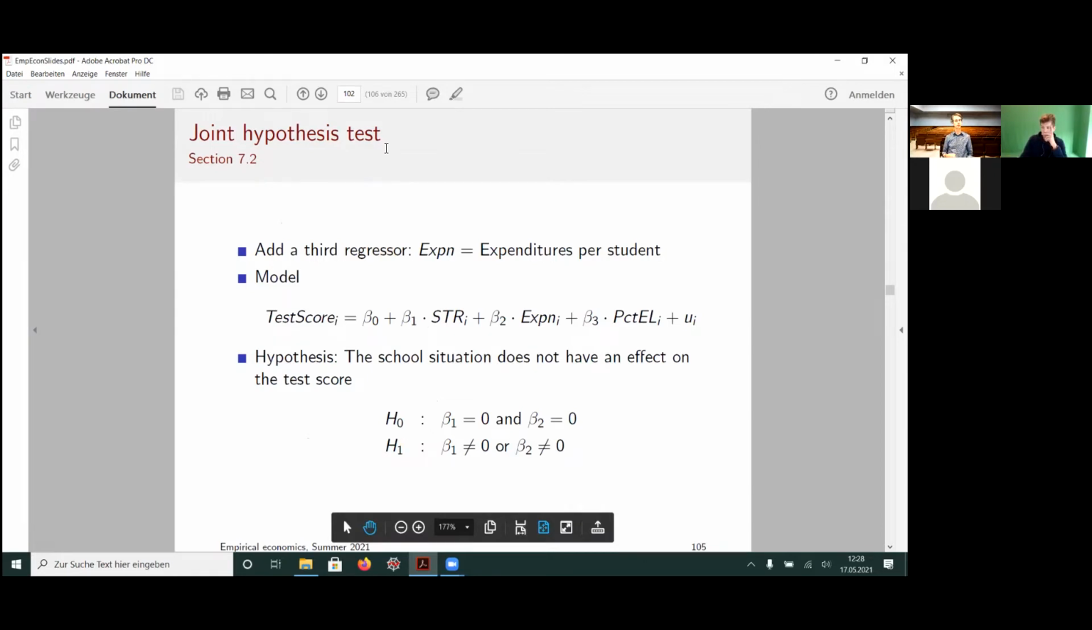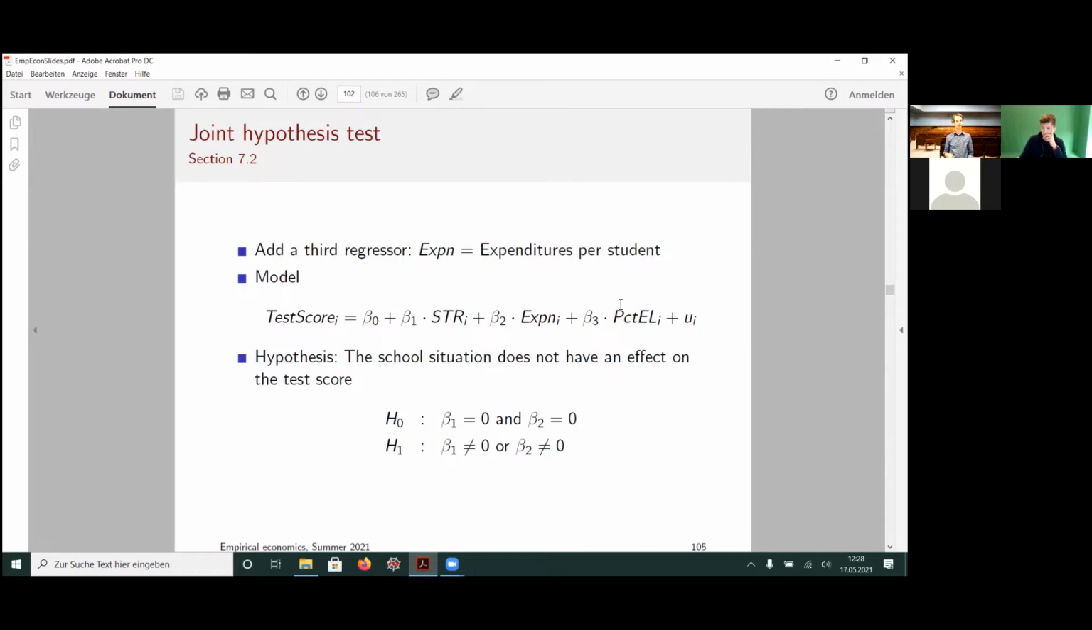Suppose we add a third regressor to our model, the expenditures per student in that district. Then our model would be expanded. We would have the intercept as the first regressor. We would have class size as the regressor that we already had. We would add a new regressor for the expenditure per student, and also, which is now our third regressor, the percentage of English learners here. Of course, you could swap these.